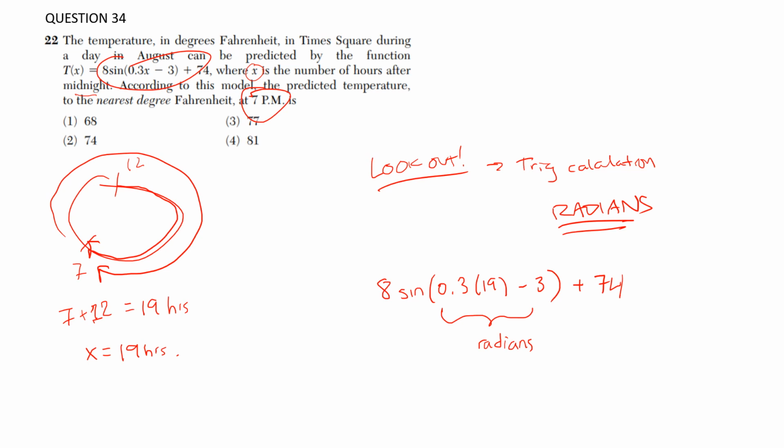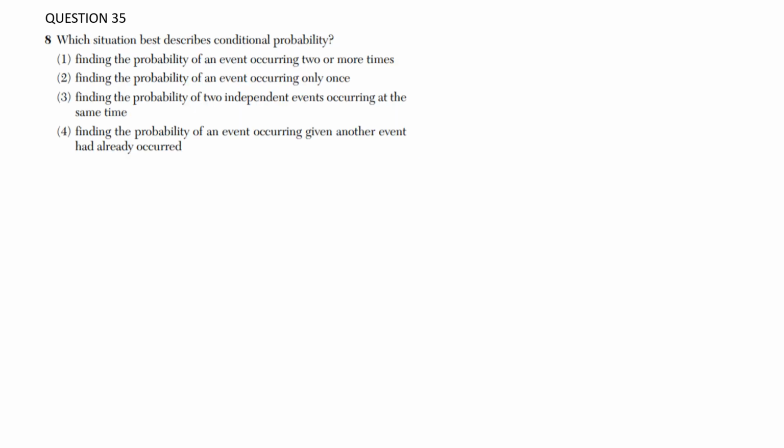When we solve it properly with radians, we very quickly get answer choice number 3, which is 77 degrees. Here's the thing we have to look out for: if we did this in degrees instead of radians, it would have actually given us 74 as the closer answer. We would have ended up picking choice 2, which is incorrect. So when we're doing trig calculations, please, please make sure to put your calculator in radians.